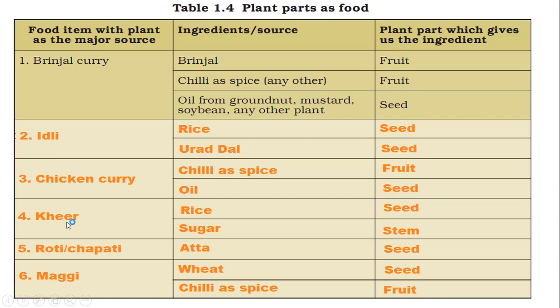If I consider the example of kheer, rice and sugar we get from the plant. So rice is the seed part and sugar we get from the sugar cane, that means the stem. In case of the roti or chapati, we use flour, that means the atta, and we get the flour from wheat, that means the seed.